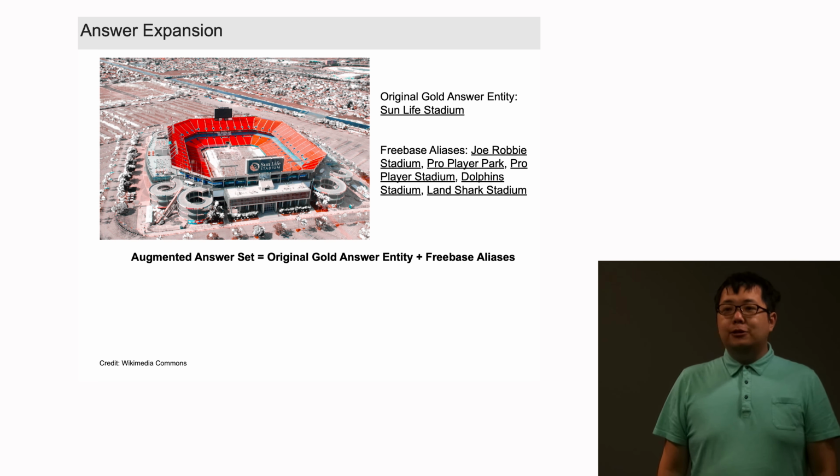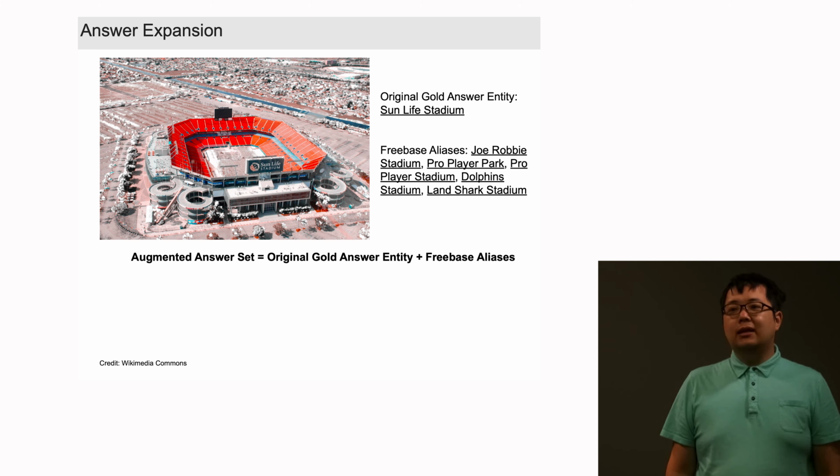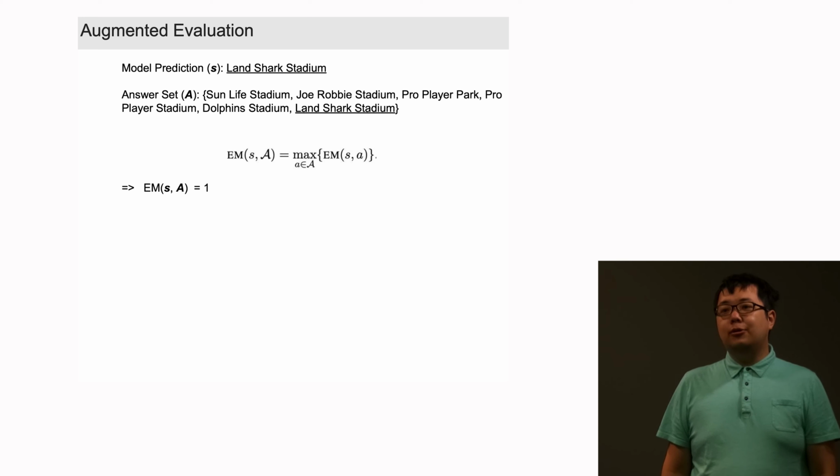For answer expansion, we first look at the original answer in Freebase. For example, for the answer entity Sun Life Stadium, we extract the following aliases: Joe Robbie Stadium, Pro Player Park, Pro Player Stadium, Dolphin Stadium. We added all of them as the expanded answer set. There are two things we can do with our expanded alias set.